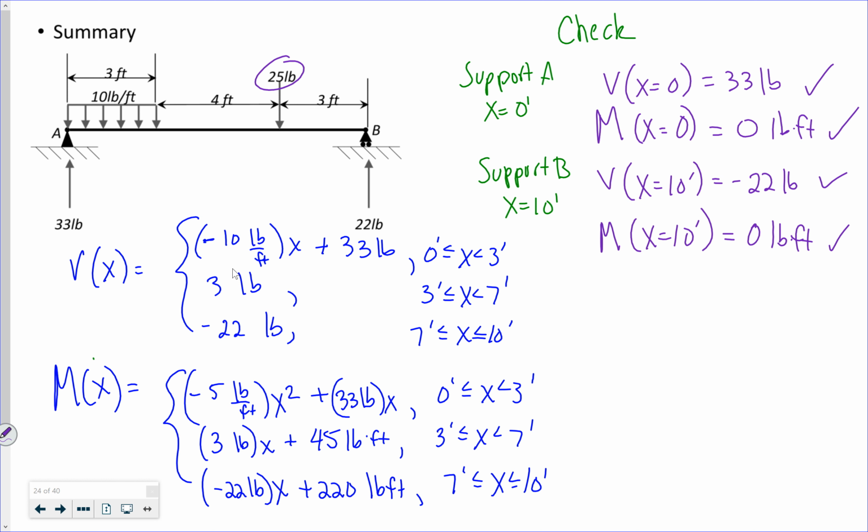And that's how you can solve for shear and moment functions along the length of the beam. Break it up into sections based off of changes in loading. And draw a free body diagram for each different section. Find your shear and moment function for each section. And then at the end, write it all down and do a couple little sanity checks to make sure what you got makes sense.